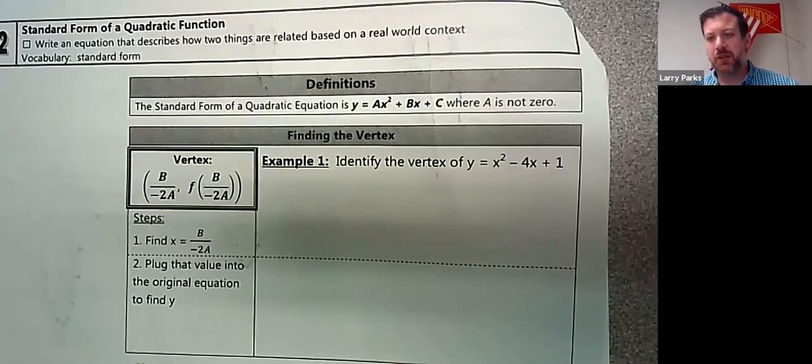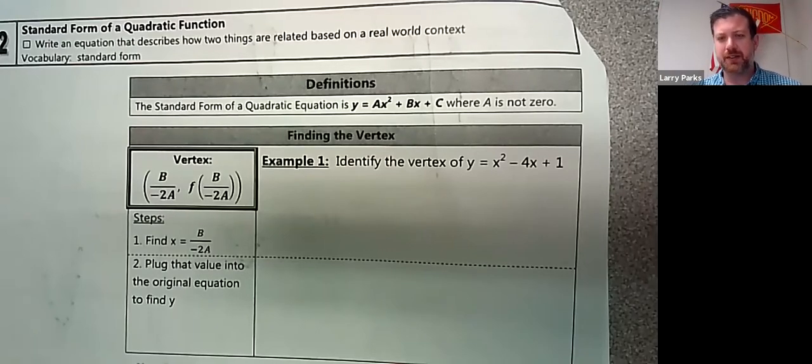Now, why do you want to know vertex form? Vertex form will tell you the minimum of the parabola, and it'll tell you the maximum of the parabola. And so vertex form is very useful. If you're maximizing profits or trying to minimize your losses, you would look for what we call the vertex. And so vertex form is very useful.